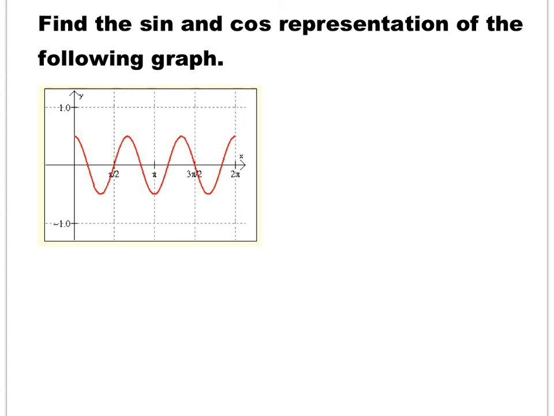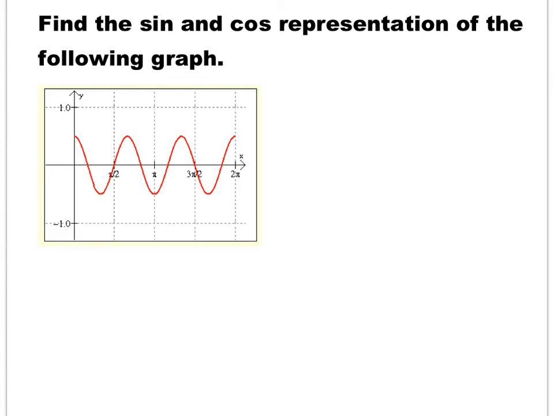For the following graph, you're supposed to find the equation in terms of sine or cosine. It doesn't matter which one. But by looking at the graph, you can see that the graph starts at other than 0 when x is 0, so probably a cos is the better choice here. But let's see how we are going to find cos or sine in general.